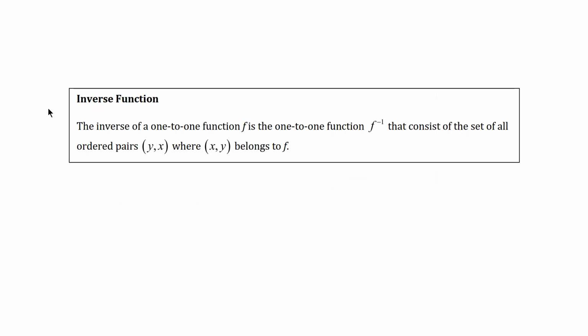Next, we have the definition of the inverse function. It states here that the inverse of a one-to-one function f is the one-to-one function f inverse that consists of the set of all ordered pairs (y, x), where (x, y) belongs to f. Essentially what they're saying here is all of the ordered pairs (x, y) that belong to the function f also belong to the inverse function except that the order is reversed. They're written as (y, x). The next example demonstrates this property of inverse functions.